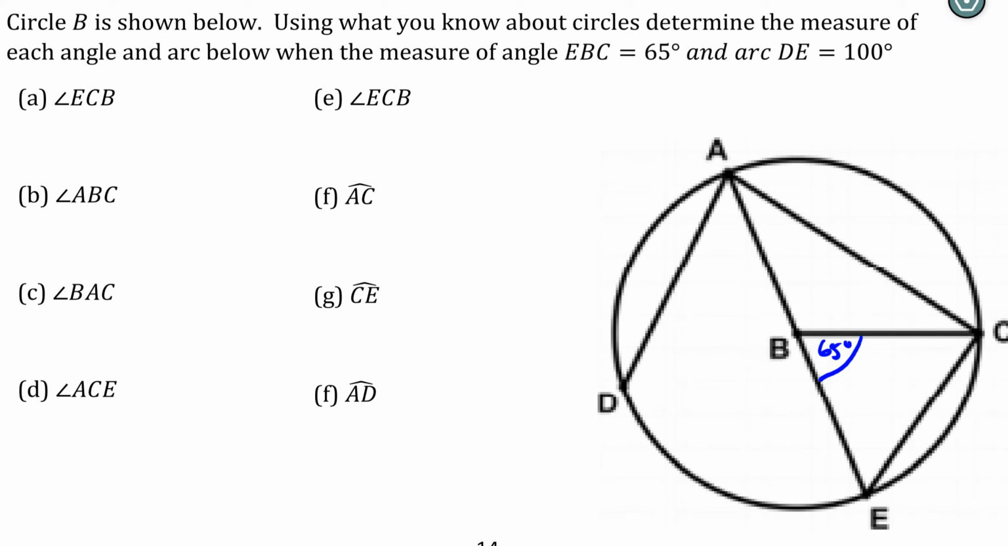Right away, I see that ABE is a diameter, but it's also a straight line. So if I do 180 minus 65, I'm going to get 125 degrees. So that means angle ABC, actually, I'm sorry, 115 degrees. So angle ABC is 115 degrees.